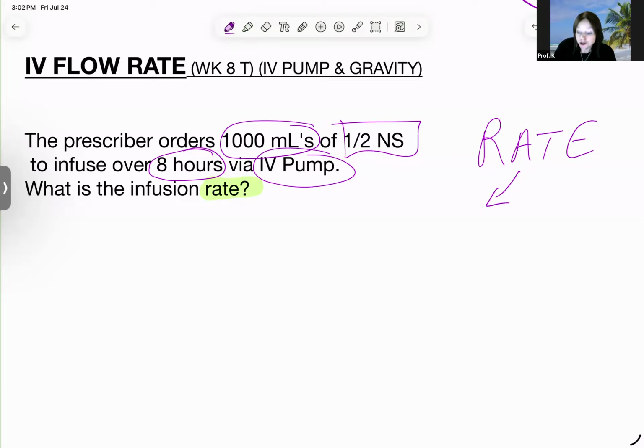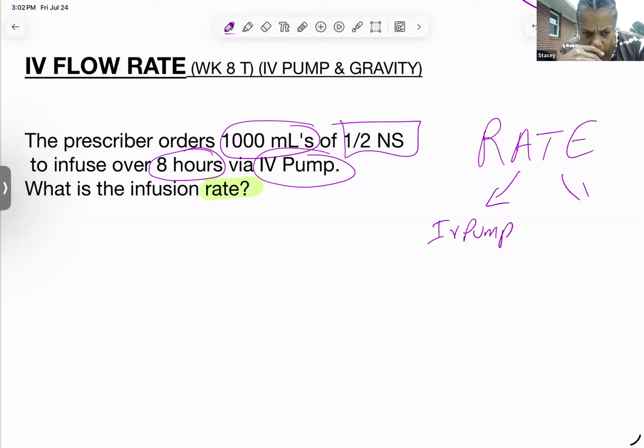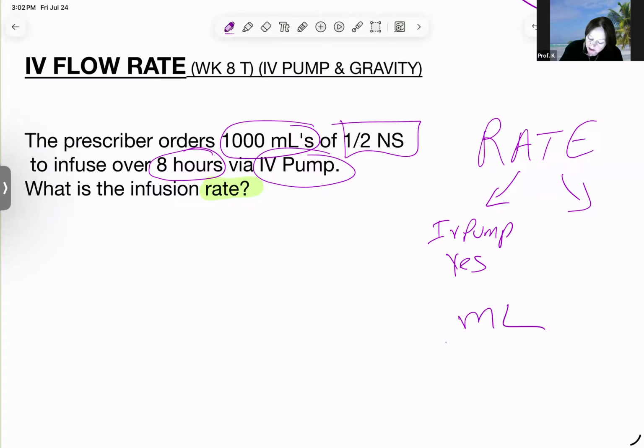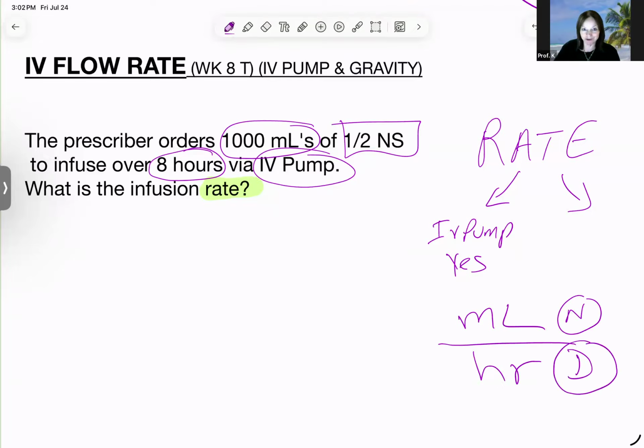First thing, are you using a pump? Yes or no? In this question, are we using a pump? Yes. So what am I solving for? What's my wanted? Milliliters per hour. I need milliliters over an hour. Numerator, denominator. Now I'm solving for two-factor.